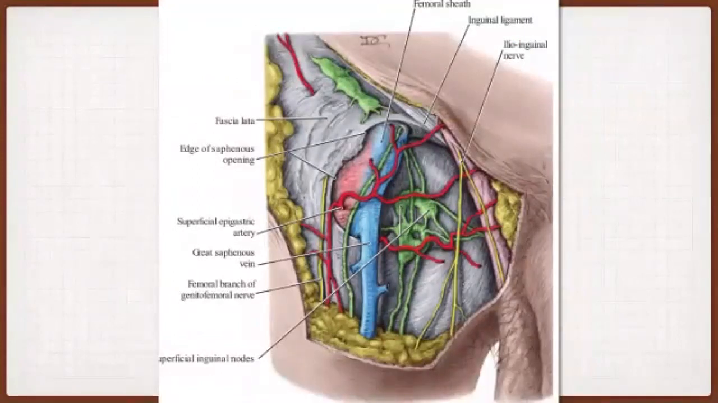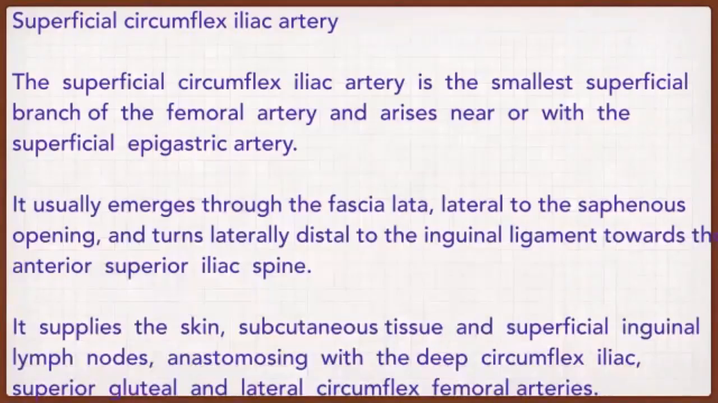You see, the superficial epigastric artery is piercing the cribriform fascia in order to ascend to the umbilicus, right? See how it is coming. Then the circumflex iliac artery, right?